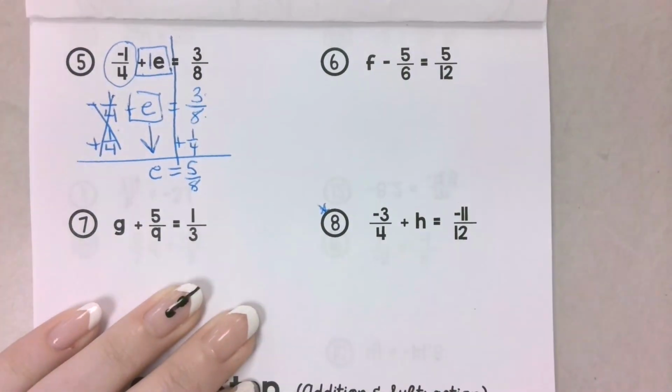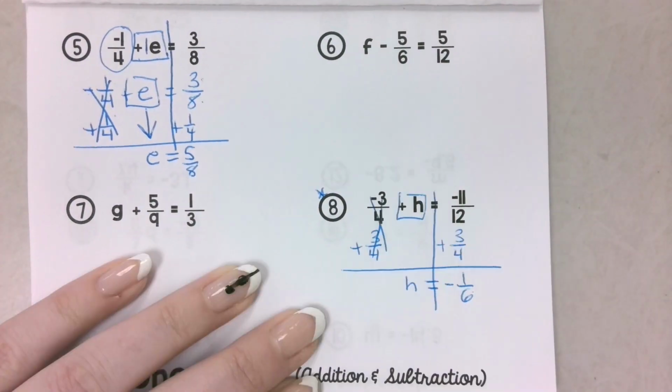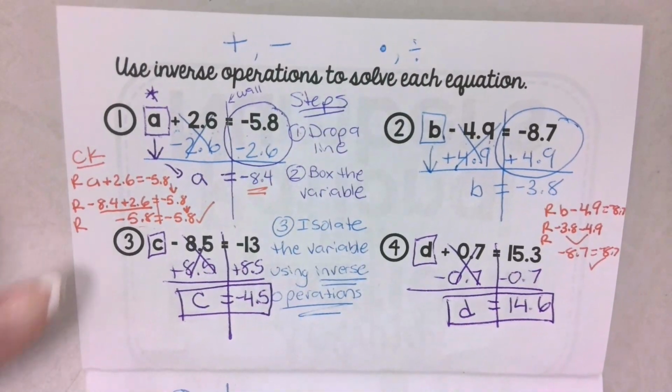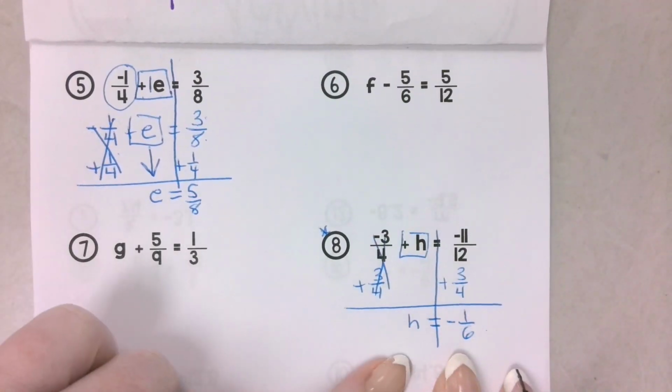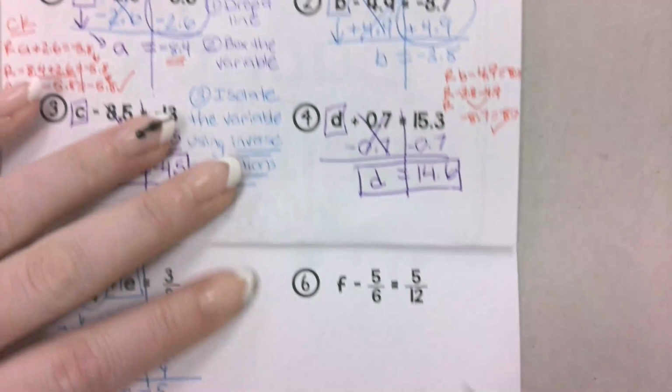Given that we just did that, can you guys try number 8 for me now and pause the video? Okay, how'd you guys do? Hopefully pretty good. And again, you can check these by rewriting, replacing, recalculating so you know if you get them right. All right, let's look at number 6.